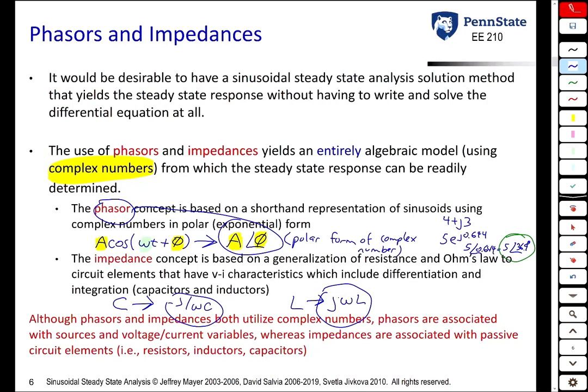So the final comment on this slide is that although phasors and impedances are both going to use complex numbers, we associate phasors with voltage and current sources and voltage and current variables. So phasors are associated with sources and variables. Impedances are also going to be complex numbers, but they're associated with capacitors and inductors. Technically resistors too, but a resistor's impedance is the same as its resistance, as we're going to see very soon.